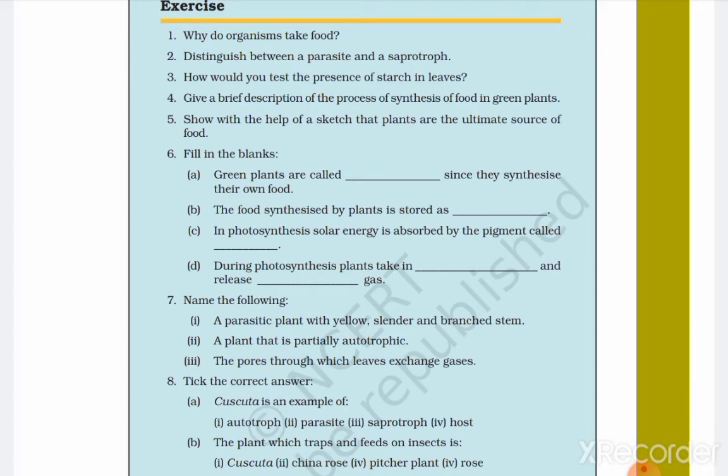Show with the help of sketch that plants are the ultimate source of food. Yeah, you can draw a diagram of a plant in which you can show that the carbon dioxide is coming in through the stomata and the oxygen is going out, the water and minerals sucked from the roots, and this process, so it will show that the plant is an ultimate source of food.